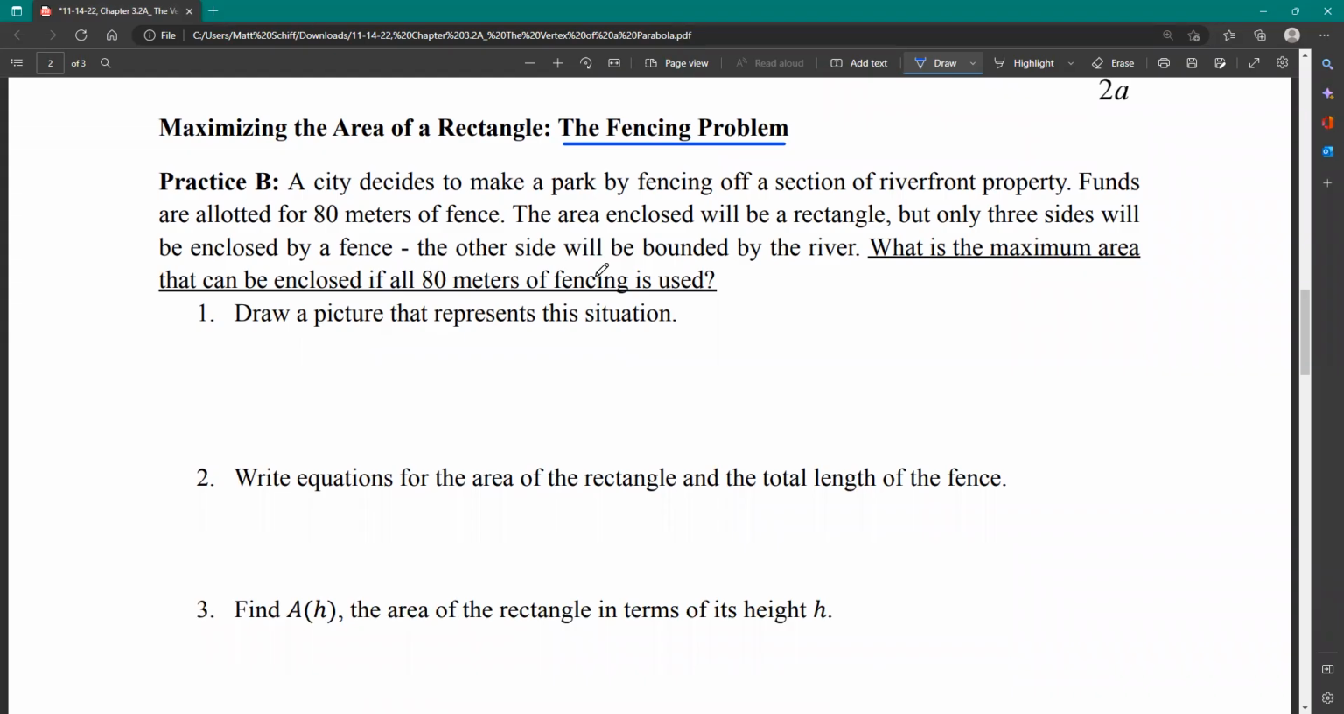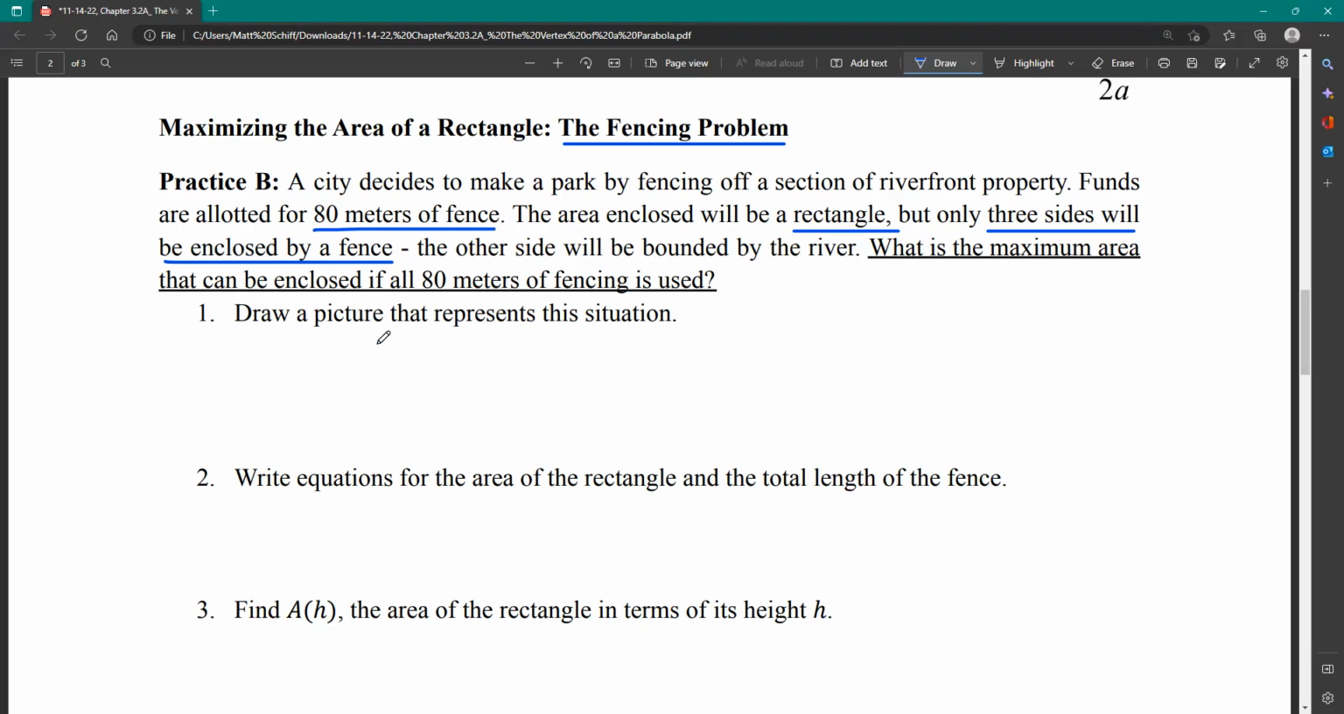So the situation is the city wants to make a park by fencing off a section of riverfront property. And the goal is to use all 80 meters of fencing that are available. The area will be a rectangle, but only 3 sides will be enclosed by the fence. So we want to maximize the area given these constraints, and we have to use all 80 meters of fencing.